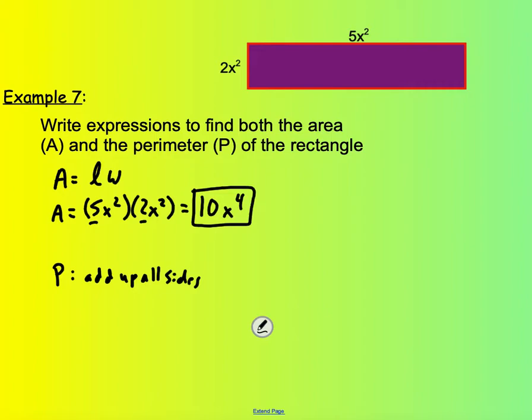You have to add up all the sides. So there are 4 sides. We have to add up all 4 sides.